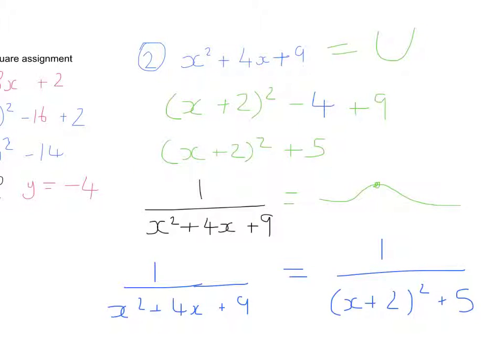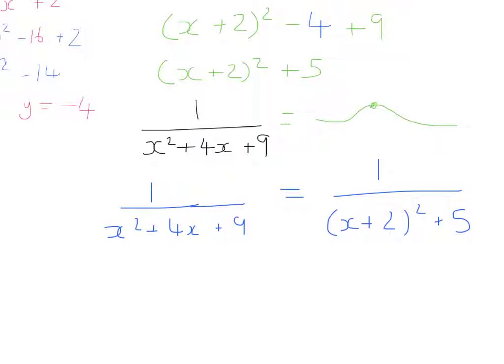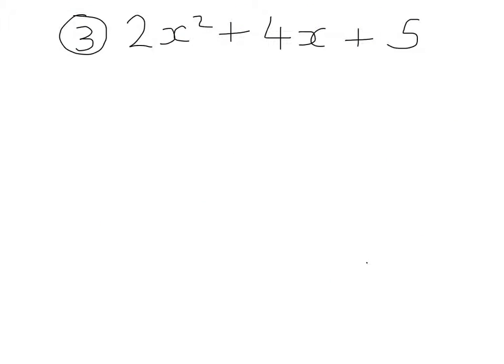Exactly the same thing is true as before. I know that to find my greatest value is the same as finding the minimum value. I have to make this bracket 0, so that means x is equal to minus 2, and then y is whatever is left. Now it's not just 5 this time, it's 1 over 5, so my greatest value would be when x is minus 2 and y is 1/5.